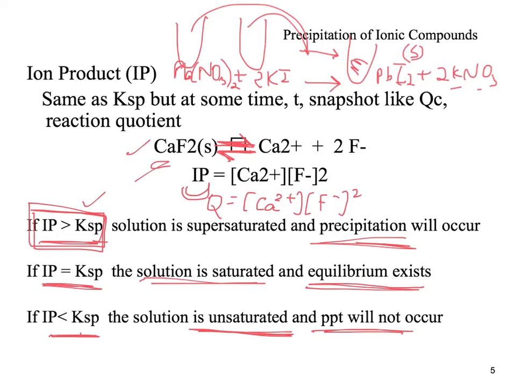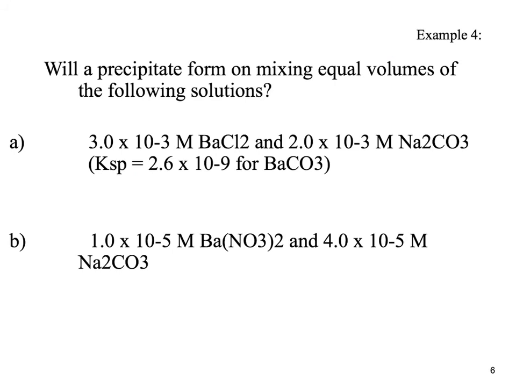All right, now hopefully you can see that because of this relationship, you would be able to essentially predict whether precipitation will occur or not when you mix two solutions containing dissolved ionic compounds. You can figure out the Q for the product, and hence determine whether or not precipitation is going to be possible. So let's take a look at this question.